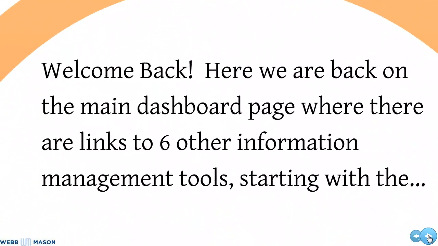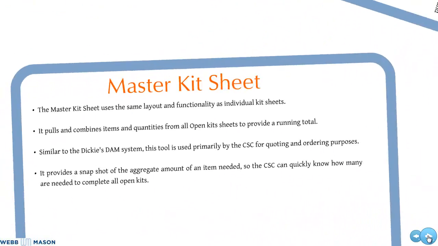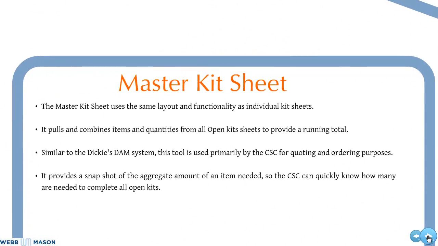Welcome back. Here we are back on the main dashboard page where there are 6 links to other information management tools, starting with the Master Kit Sheet. The Master Kit Sheet uses the same layout and functionality as individual kit sheets. It pulls and combines items and quantities from all open kit sheets to provide a running total.